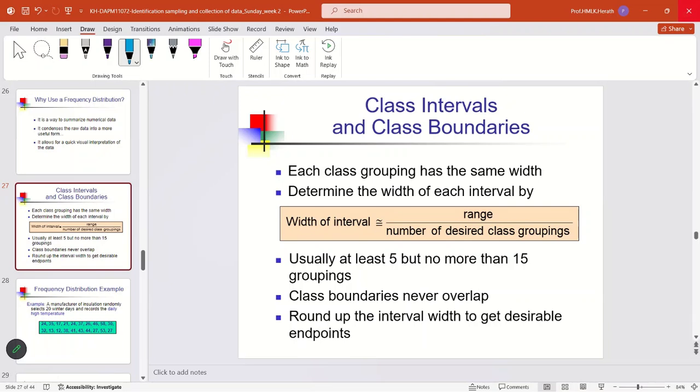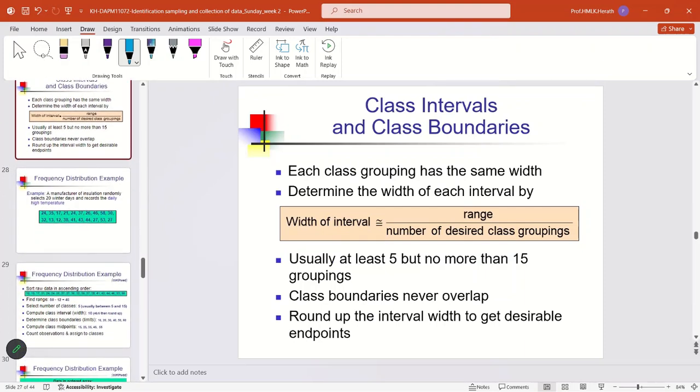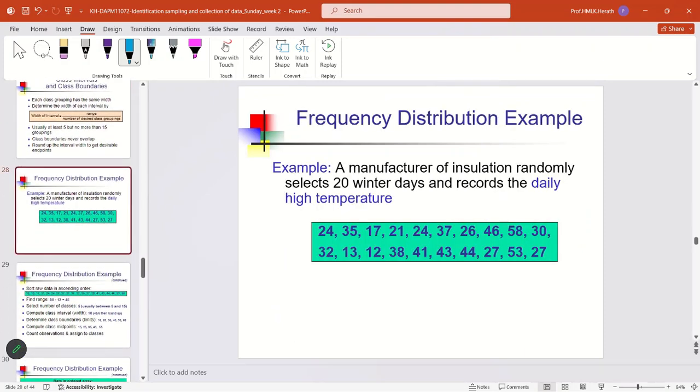And remember that for continuous data, class boundaries never overlap. And usually we round up the interval width to get desirable endpoints. Okay, let's see how we can do it. This is an example. A manufacturer of insulation randomly selects 20 winter days and records the daily high temperature. So what you have here is daily high temperature.